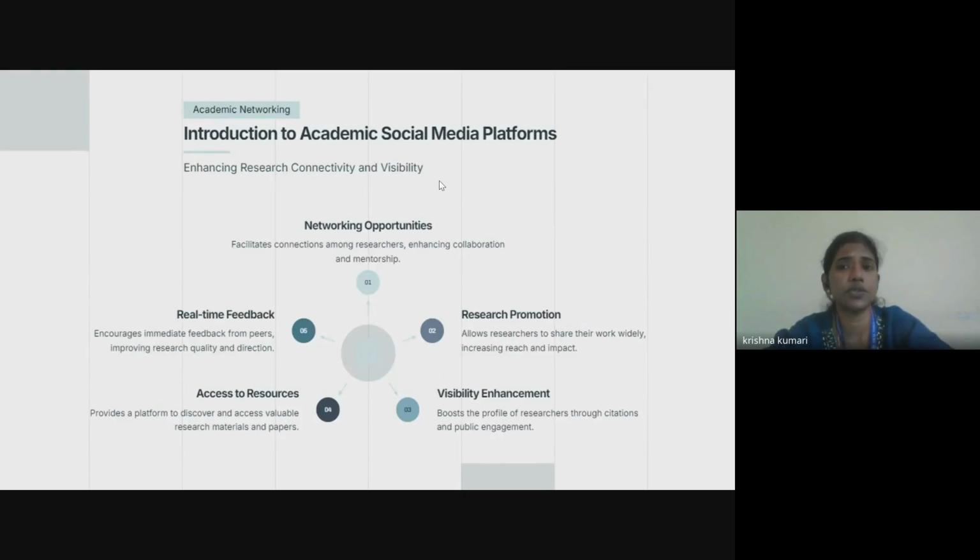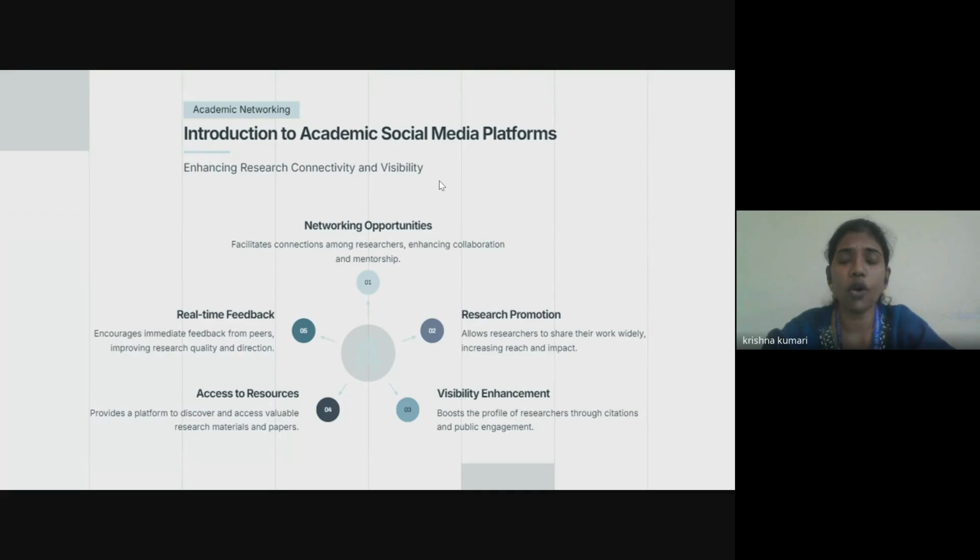So what are academic social media platforms? They are specialized online networks that facilitate scholarly communication, collaboration, and dissemination of research. These platforms enable researchers, academicians, and students to share their work, connect with peers, track citations, and stay updated with the latest developments in their fields. Unlike general social media platforms, these are much more research oriented, and they help enhance our research work and its visibility, and help us connect with the research community.